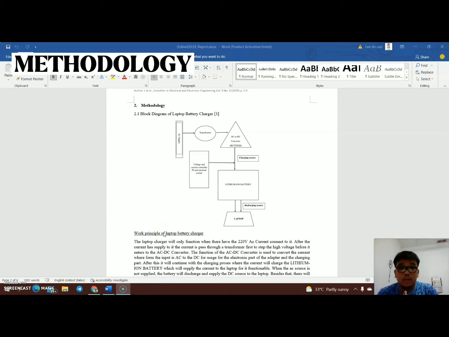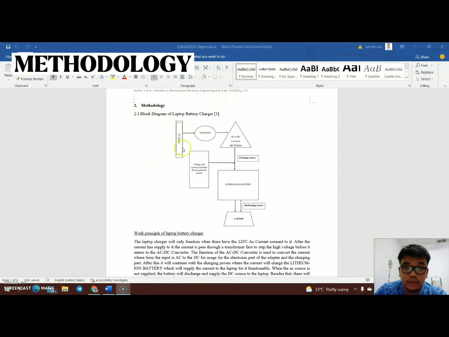My name is Lee Jin Joy, and now I'm going to present you about the methodology part for our project about the laptop battery charger adapter. So first of all, let's look at the block diagram for it first.